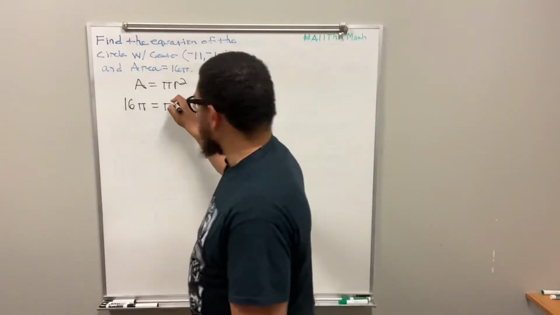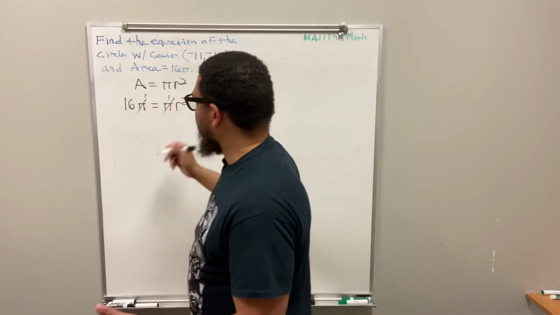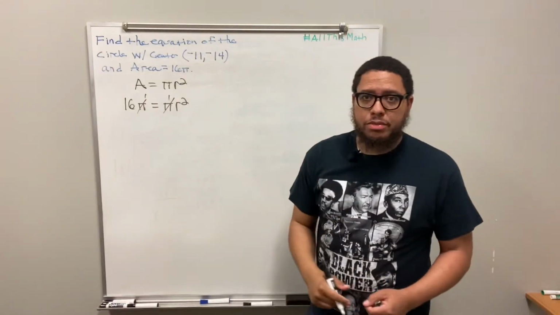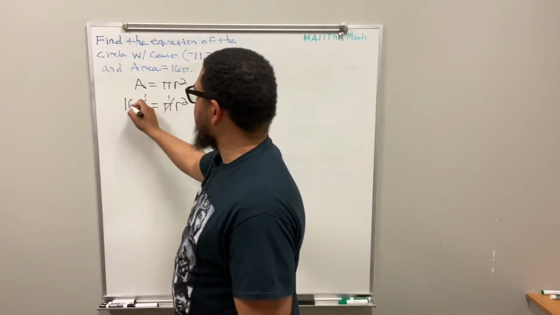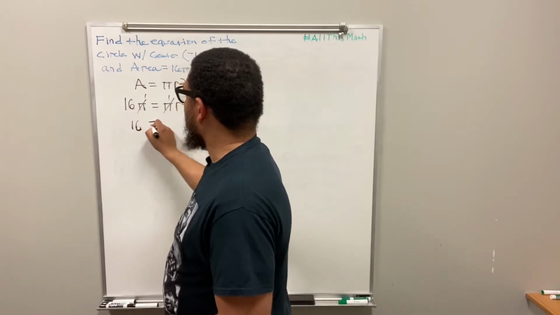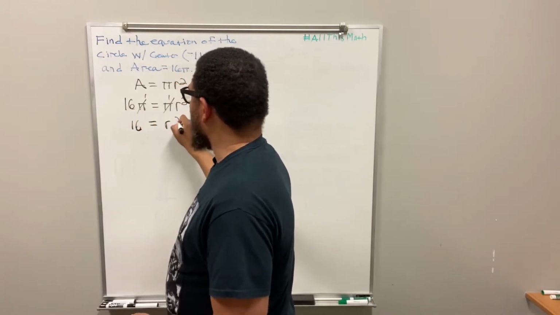So why don't I just do this? Boom, boom. They're gone, and they turn into ones, right? It's really that simple. So now I got 16 times 1, which is 16, and I got 1 times r squared, which is r squared.